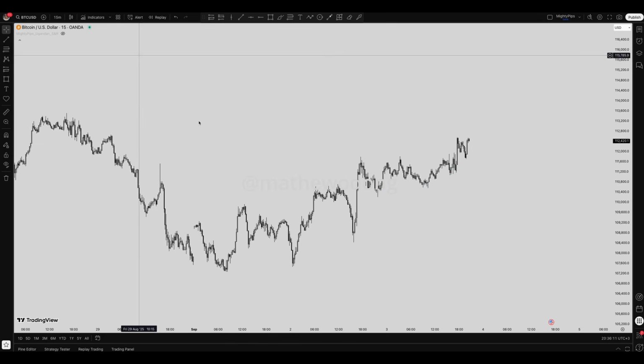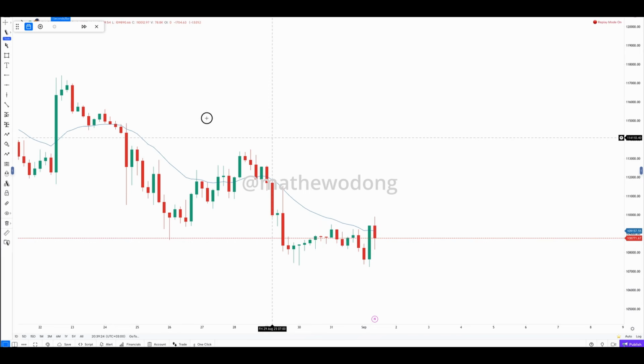Okay, so let's go and look at a bar replay for this strategy so that I can explain it to you correctly. This is a Bitcoin chart. This is a 4-hour chart. As you can see here, it's a 4-hour chart and this is BTC.